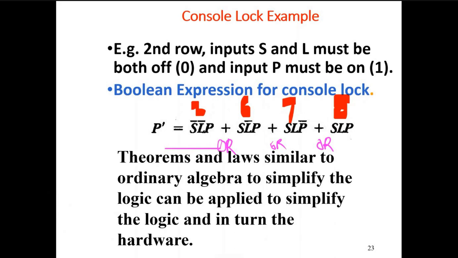Or S and not L and P. Or S and L and not P. And not P. That is wrong. P prime is here, the output. The last is row 8, which is S and L and a P. This is 1, 1, 1. So these are coming straight from the truth table.